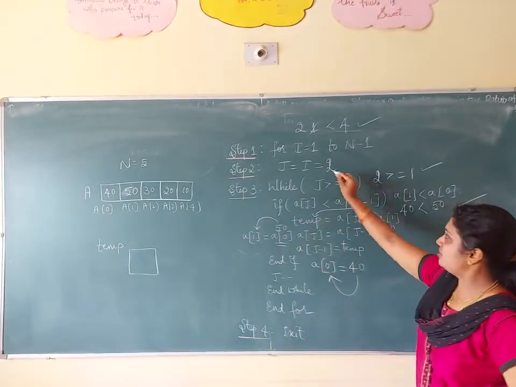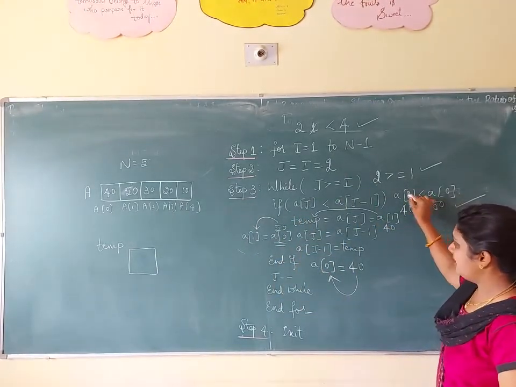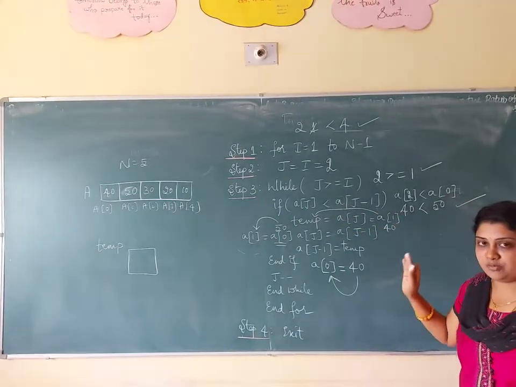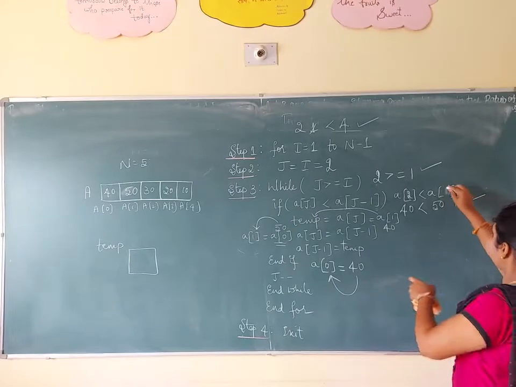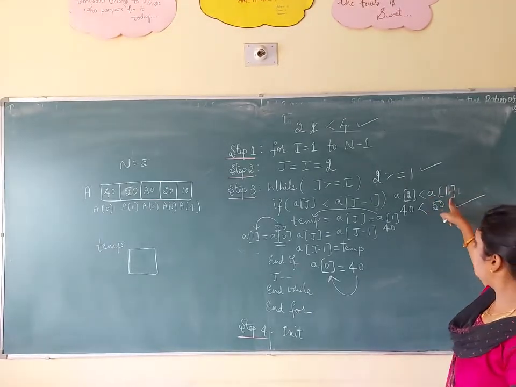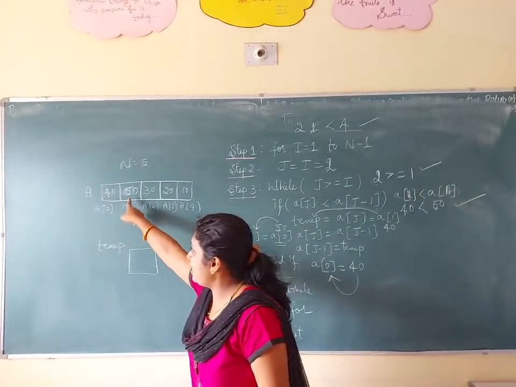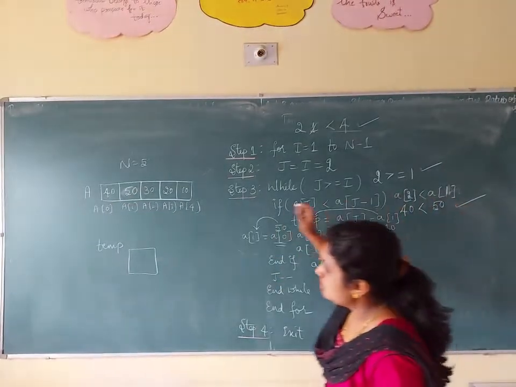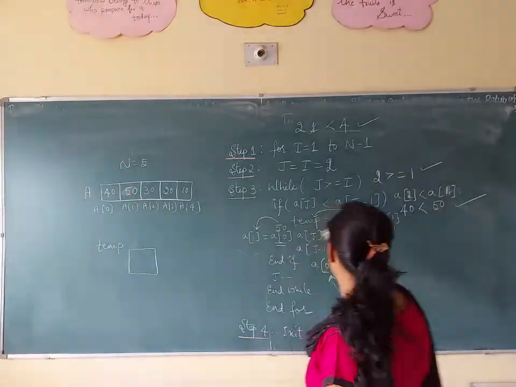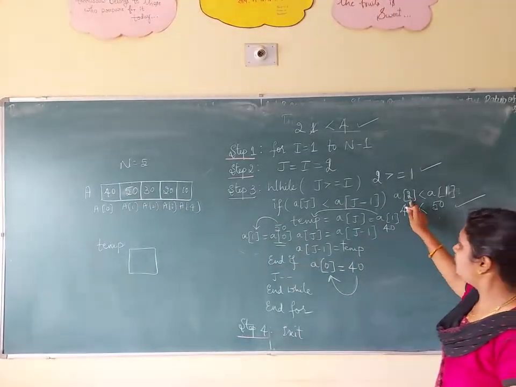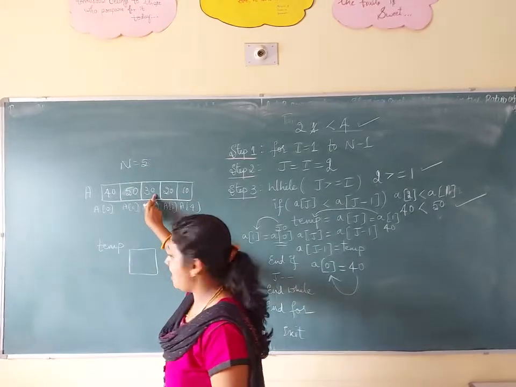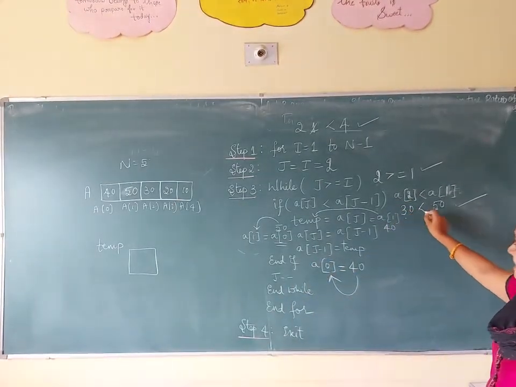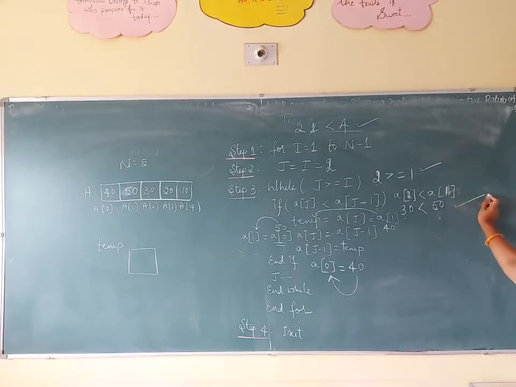What is the J value? See, the J value is 2. Is 2 less than A of J minus 1? J minus 1 means 2 minus 1. You will get A of 1. So in A of 1, we have an element 50. In A of 2, we have an element 30. 30 is less than 50. Yes, the condition is true.